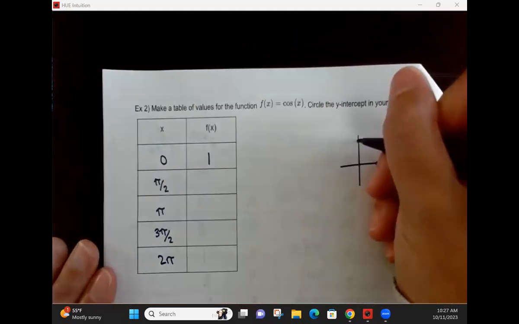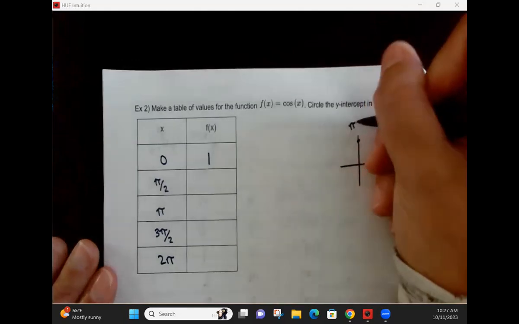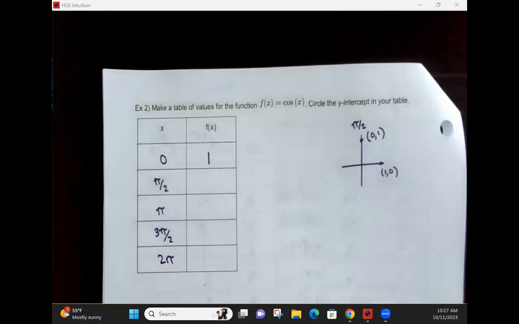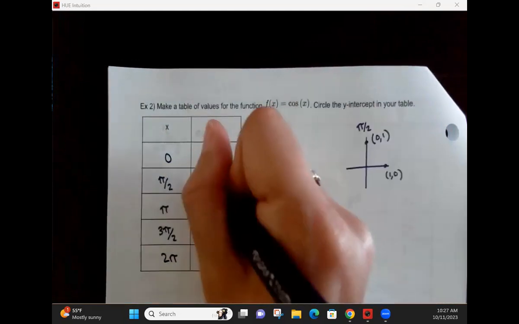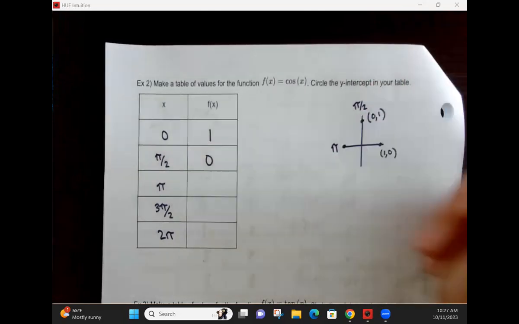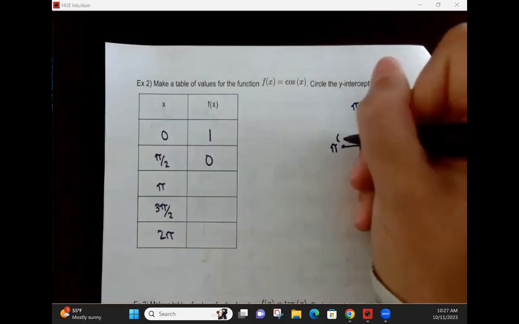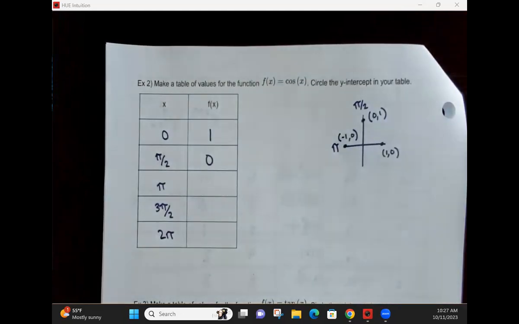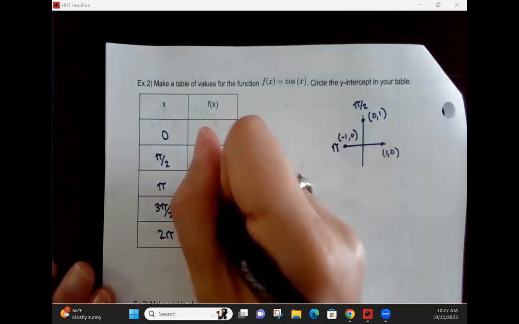And then pi over 2 would be here. This is the point 0, 1. So what's cosine of pi over 2? 0, the x coordinate. And then pi is over here. This would be the point -1, 0. Now that we're out of that first quadrant. So what is cosine of pi? -1, it's the x coordinate.